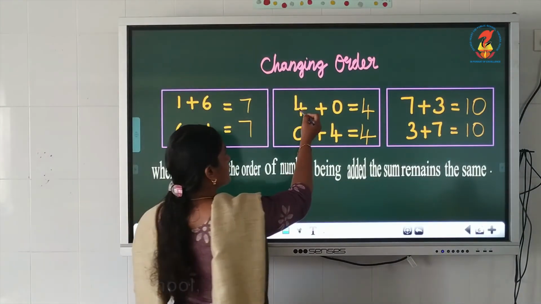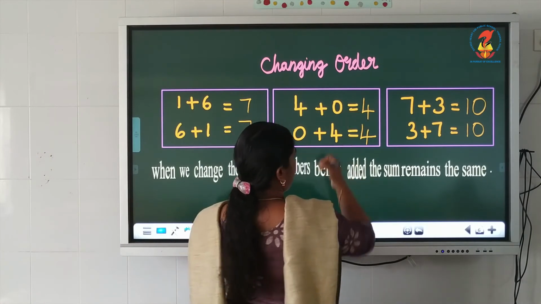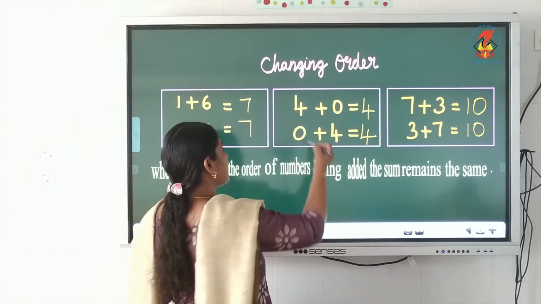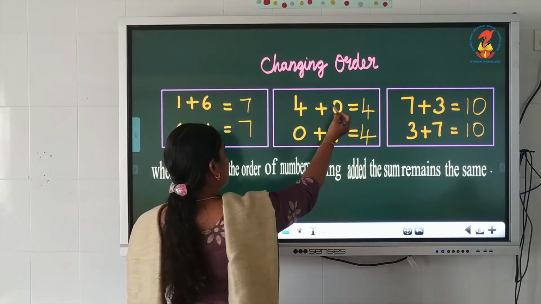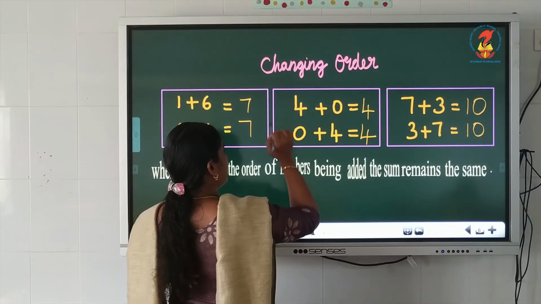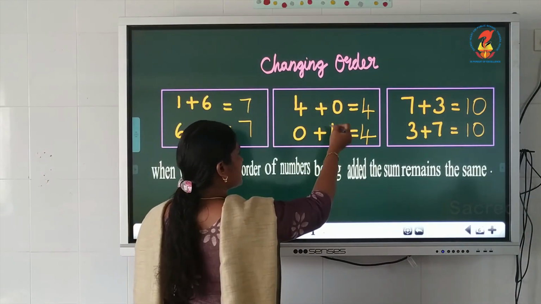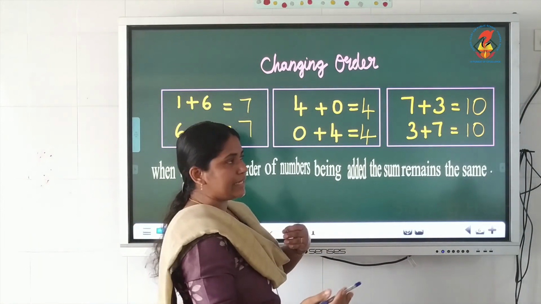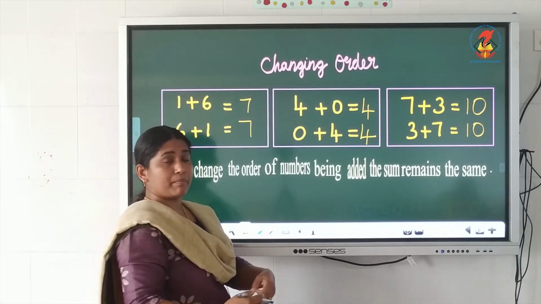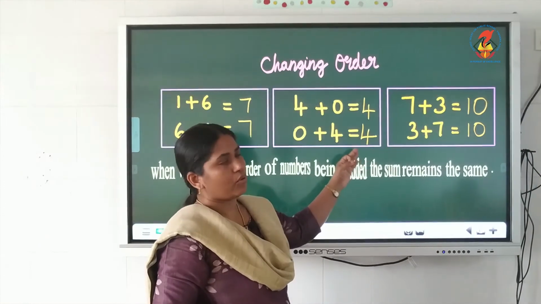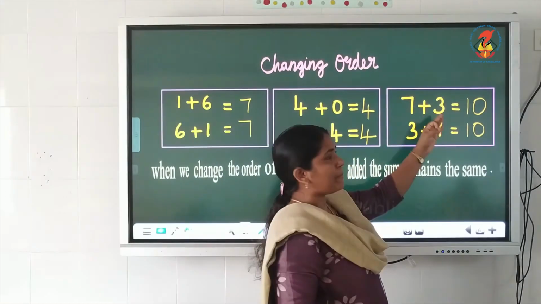Here look, first I wrote 4, second I wrote 0. 4 plus 0, answer is 4. Here I changed the order. The second number 0 I wrote in the first place and the first number 4 I wrote in the second place. I changed the order of the numbers. 0 plus 4. What is the answer? 4.